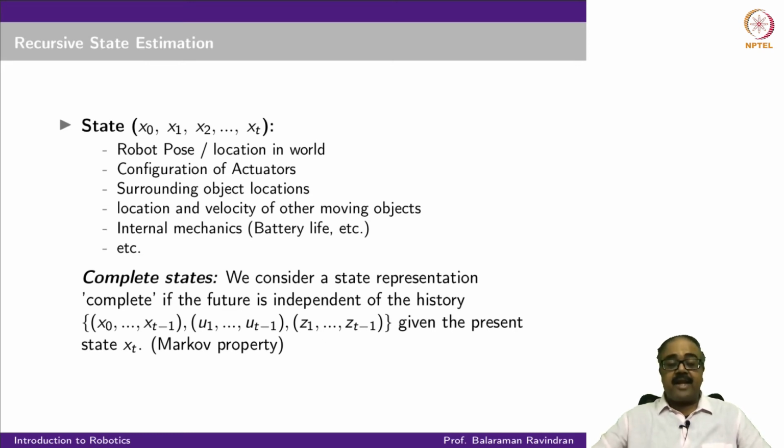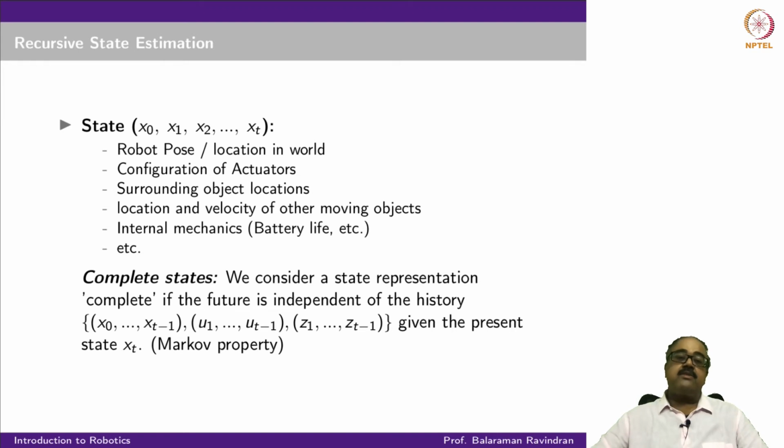And the next category of items that can go into a state description is the object location, the surrounding objects. Okay, where is a table? Is there a table next to me, right? And where is the wall, and so on and so forth. These object locations could be static, in which case sometimes you just represent them as part of the map. But these object locations could also be moving around, in which case you would like to put it as part of your state itself, right?